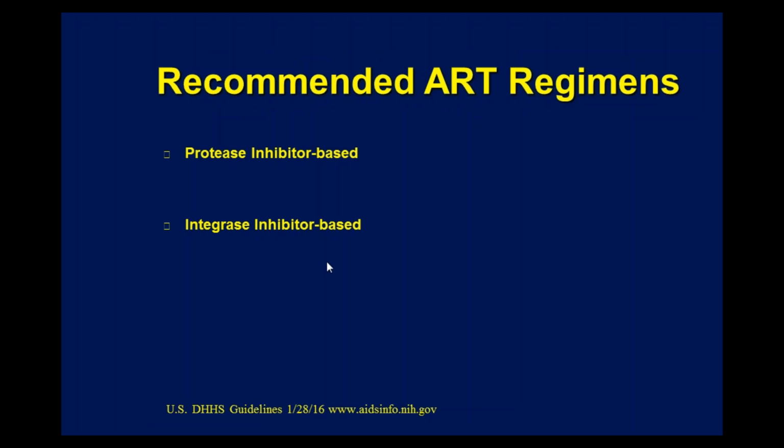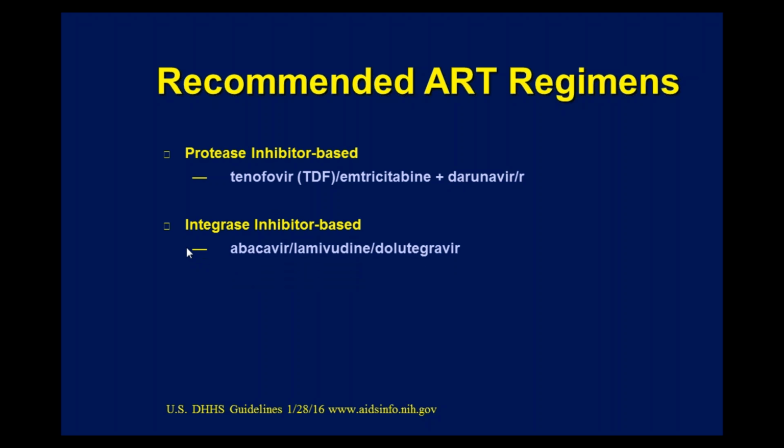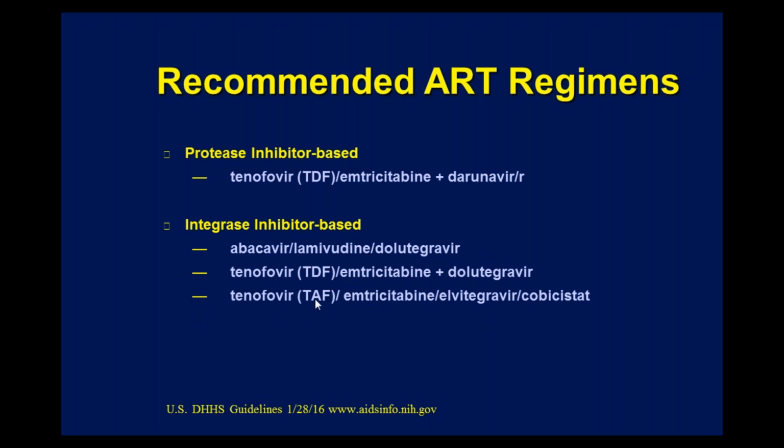Okay, so what are the recommended regimens? And basically there's some protease inhibitor recommended regimens, and there's only one. It's tenofovir and emtricitabine plus darunavir and ritonavir. And then there's integrase-based regimens. The first is abacavir, lamivudine, and dolutegravir. This is available as a single tablet regimen called Triumeq. And then there is tenofovir, emtricitabine, and dolutegravir. And then there's tenofovir, which is called TAF. This is a new version of tenofovir, plus emtricitabine, plus dolutegravir, okay?